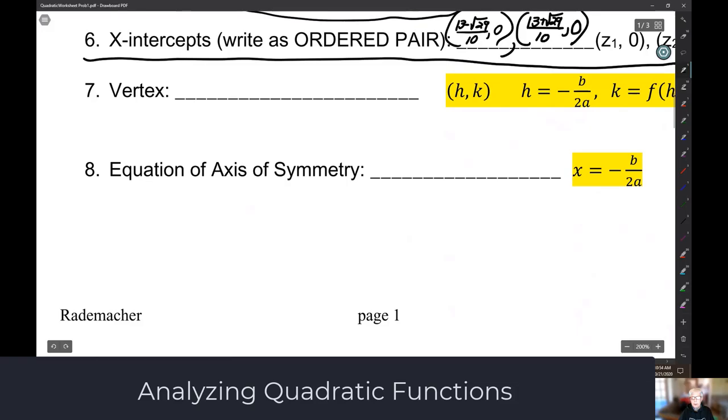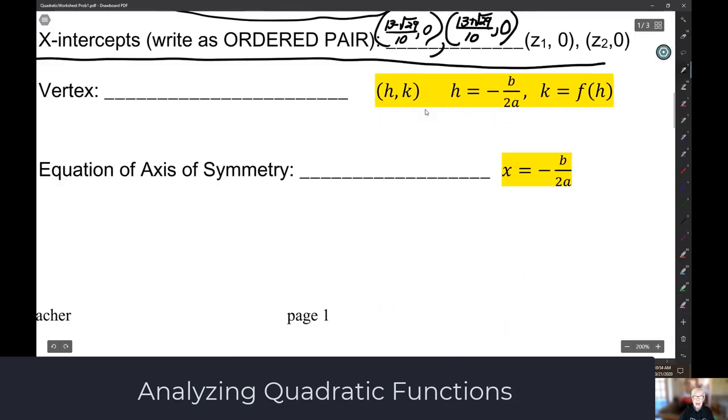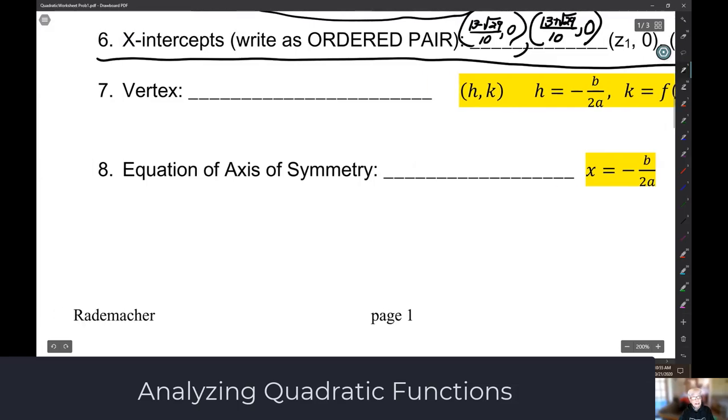All right, the vertex. Here are your formulas. We call the vertex HK. H is always going to be negative B over 2A. K is always going to be the number you get when you take the H number and put it in for all the X's. So, let's do it. I suppose I should have written that down there, shouldn't I? Oh, well.